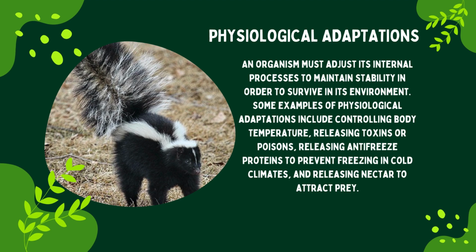Physiological adaptations. An organism must adjust its internal processes to maintain stability in order to survive in its environment. Some examples of physiological adaptations include controlling body temperatures, releasing toxins or poisons, releasing antifreeze proteins to prevent freezing in cold climates, and releasing nectar to attract prey. As you can see, I incorporated a skunk, which is a very great example of physiological adaptations.